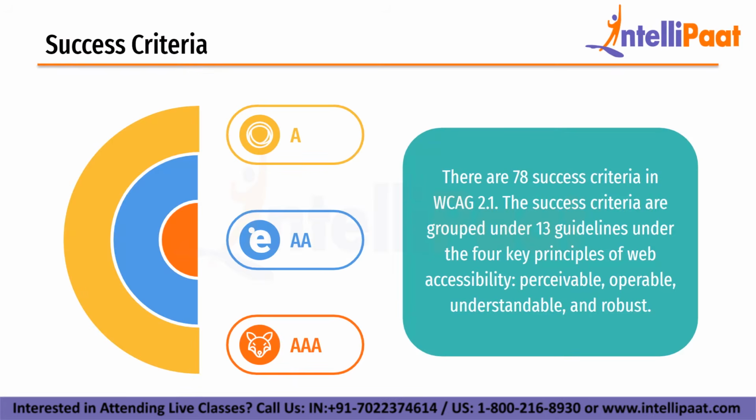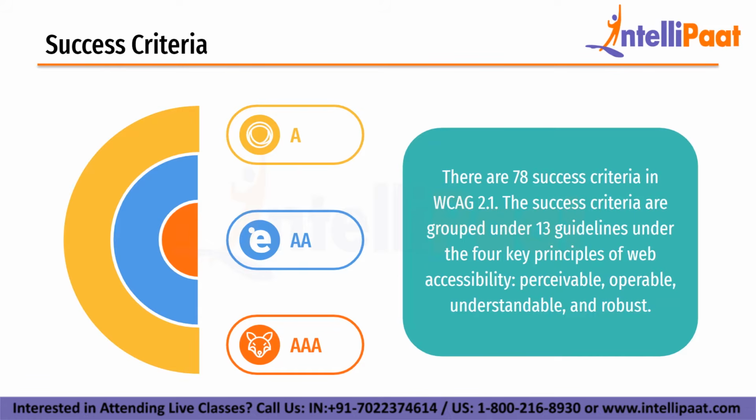Success criteria are the specific guidelines outlined in WCAG 2.1 that must be met to ensure web content is accessible for everybody. The success criteria are organized into 3 levels of conformance: A, AA and AAA. Each level has progressively more strict requirements for accessibility. There are 78 success criteria in WCAG 2.1, each designed to address a specific accessibility issue that people with disabilities may face when accessing web content.